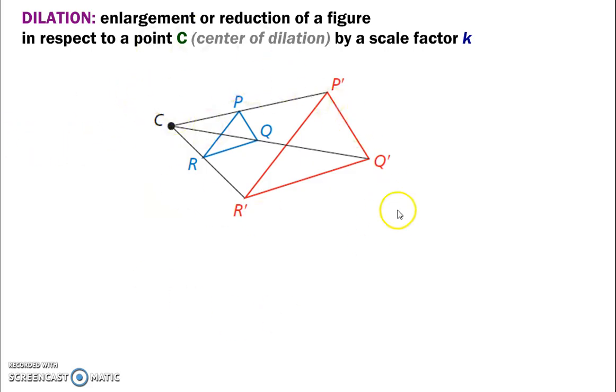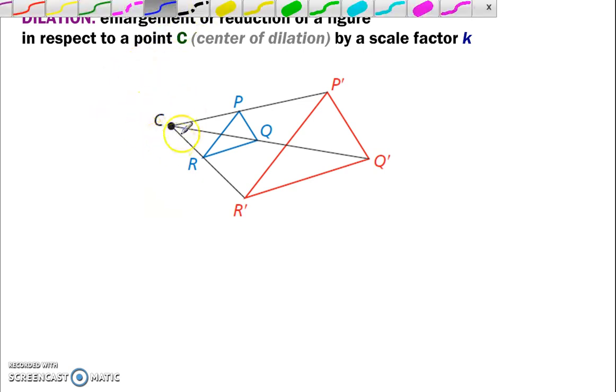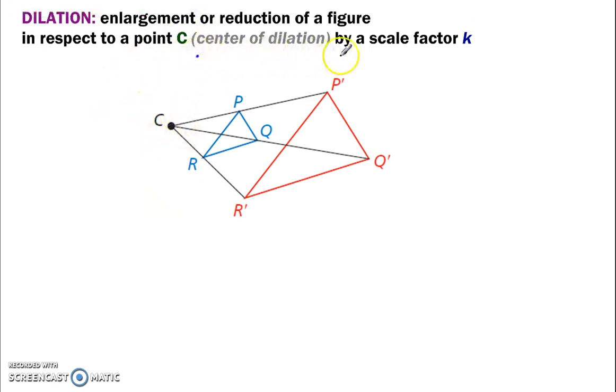Okay, if you look at this image right here, we're looking at a dilation. A dilation is an enlargement or a reduction about a point C. So here we have C, and that's called the center of dilation. And from that point, here's our original image, we have a dilation, in this case, an enlargement. Okay, and if we enlarge that, we enlarge it by a scale factor of k.